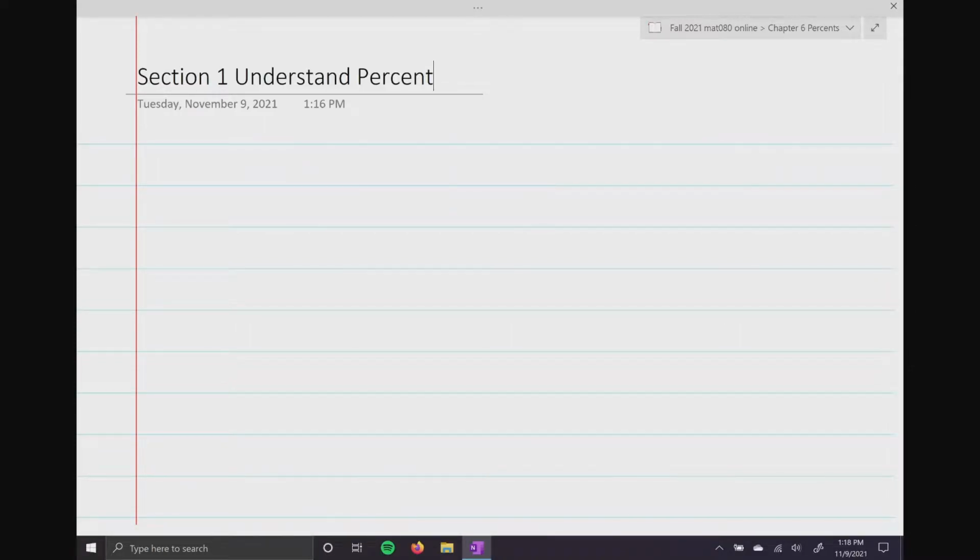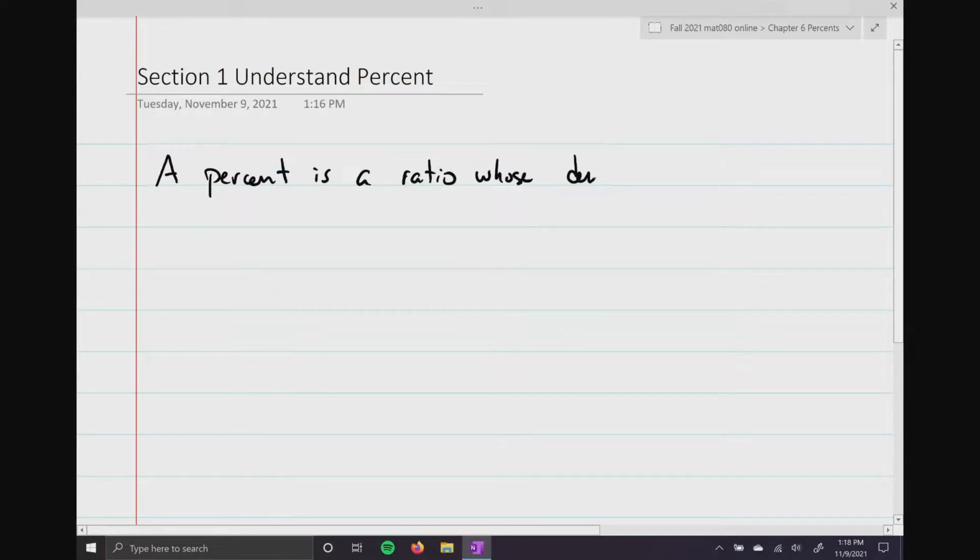All right, so in chapter 6, we're going to start off with understanding percents. Okay, so what I want to do here is just first define what it is. So a percent is a ratio whose denominator is 100. In fact, the percent symbol that we so often use literally means 1 over 100.